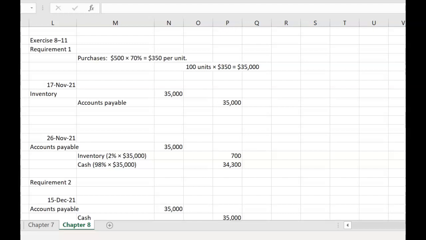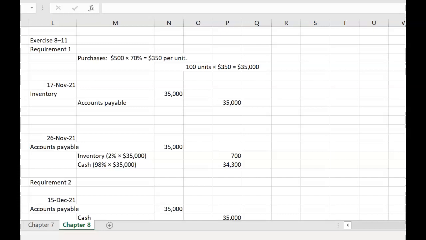I would now like to review exercise 8-11. Tracy Company, a manufacturer of air conditioners, sold 100 units to Thomas Company on November 17, 2021. The units have a price of $500 each, but Thomas was given a 30% discount. The terms of the sale were 2/10 net 30. Thomas uses a perpetual inventory system.